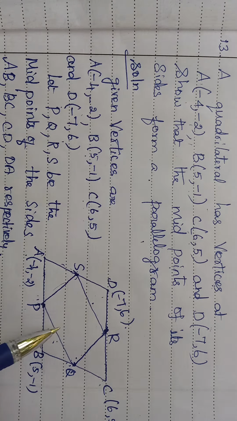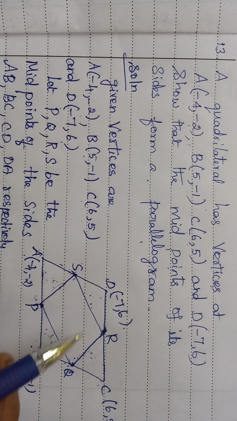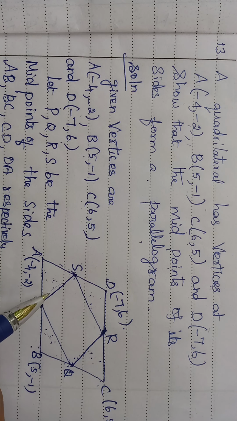Similarly, the next opposite sides are RQ and PS. One by one we have to find the slope of RQ and the slope of PS, and verify whether they are equal or not. If the slopes are equal, these two opposite sides are also parallel. So if opposite sides are parallel, we can say that PQRS is a parallelogram. So we do one by one: slope of PQ, then slope of RS, then slope of RQ, slope of PS. Let's do it.